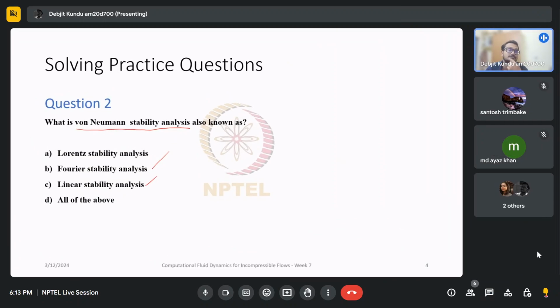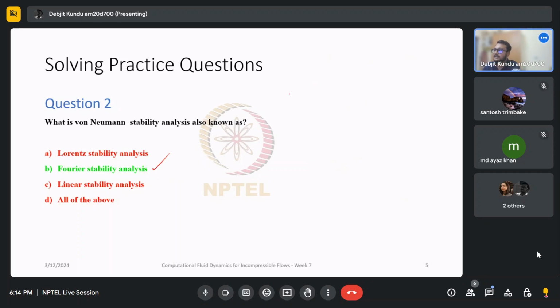Let's see what others have to say. Option C again, linear stability analysis. Okay, so let's have a look at the solution then. It's actually option B, Fourier stability analysis.